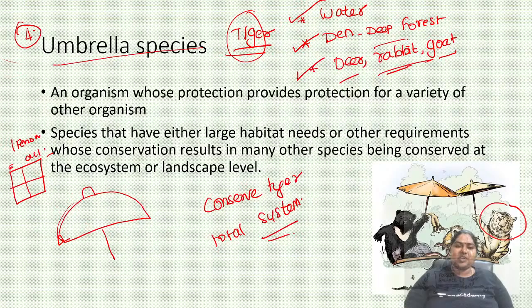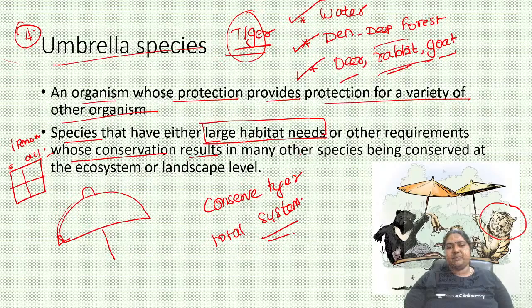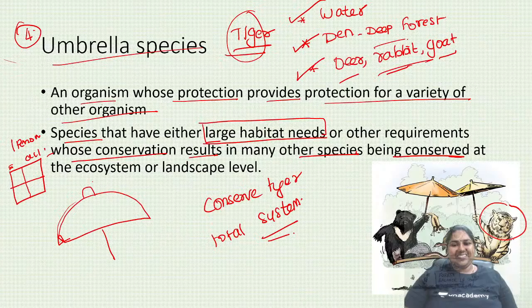The umbrella species is the organism whose protection provides the protection of a variety of other organisms. That means these species have very large habitat needs. So if you satisfy them, everybody will get satisfied. Its conservation results in many species being conserved at the same level. So, four species we have done.